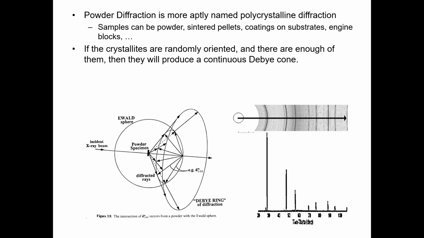You know that we have orientations for the crystal samples. When we put the sample inside the machine, in the majority of X-ray diffractometers we have a fixed X-ray source, and normally the specimen rotates. So if the crystallites are randomly oriented, and there are enough of them, then they will produce a continuous Debye cone.